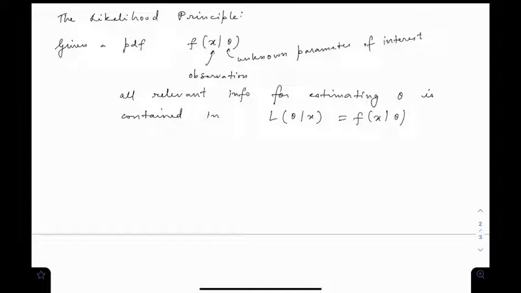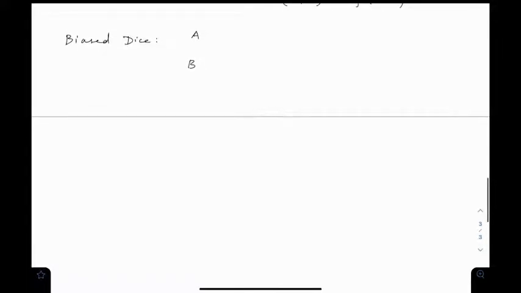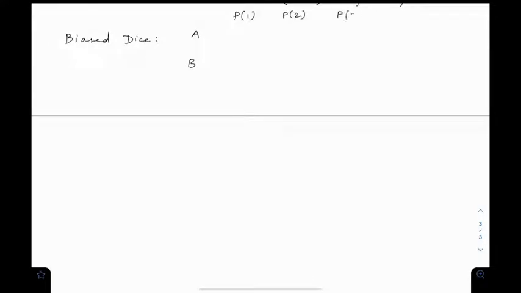So as an example, let's say we have a bag of biased dice of two types, A and B, and they produce the different numbers with different probabilities.